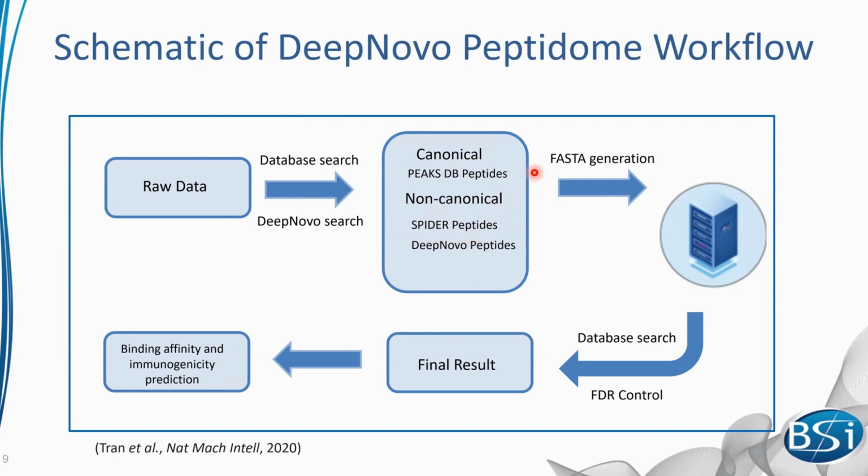Then we combine these three peptides to generate a new FASTA file and do the DB search again. In this round of the DB search, we control the FDR to get the final result. And then based on these results, we do the binding affinity or the immunogenicity predictions.